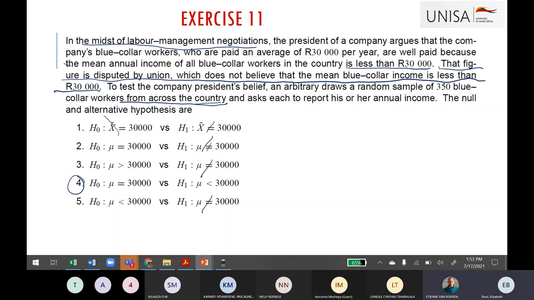You can start by eliminating number 1 because it talks about the sample. That was what I was going to ask. I would assume in these hypothesis tests you do not write the sample like that? No, this is incorrect.